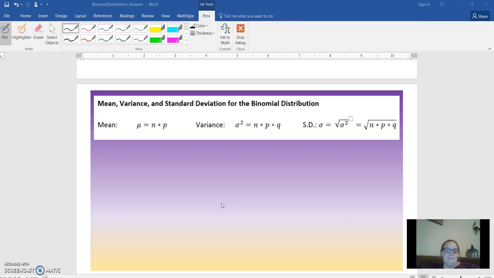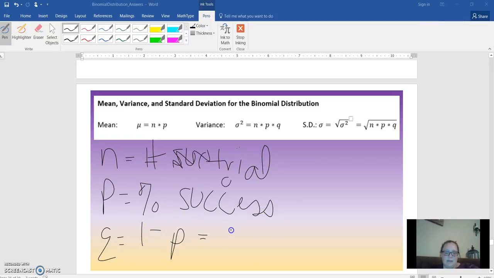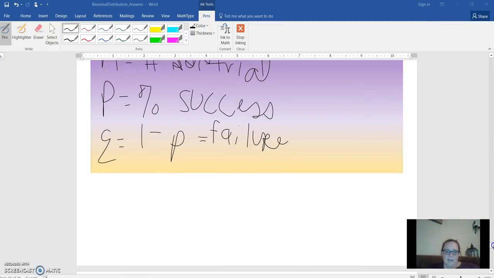All right, so these are the formulas. And what we're going to do, remember, n is the number in the trial. P is the percent or the proportion, either one, of success. And Q, we're going to do 1 minus P, which is the failure. All right, and we're just going to put these formulas to use. So I would just write them down. I wrote them to the side so I won't forget.